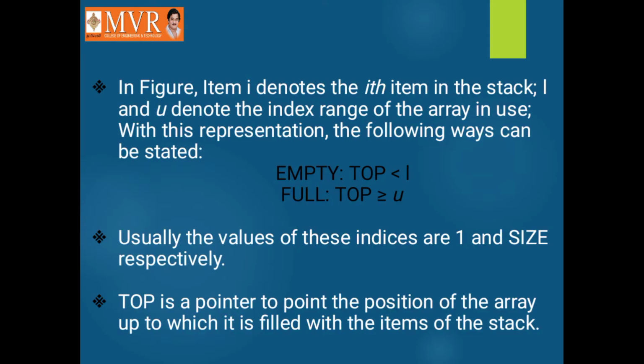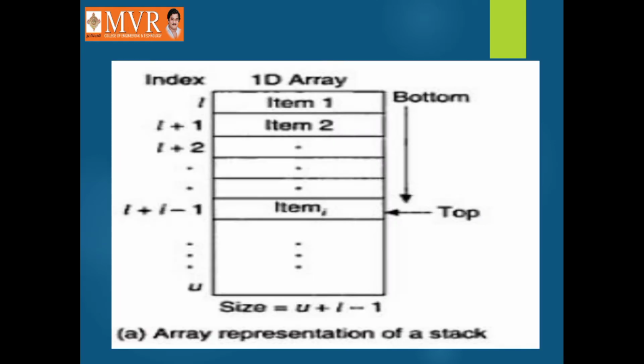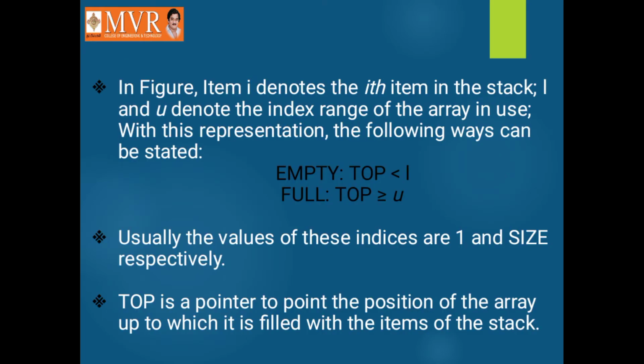See, empty: top less than 1. If my top goes less than 1, since I have told that L is 1, if I assume a stack or array of size 10, then my lower bound will be 1 and upper bound will be 10. If it is less than 1, then the stack is empty. If it is greater than 10, then the stack is full. Okay, top less than 1, that is, top less than lower bound, means it is empty.